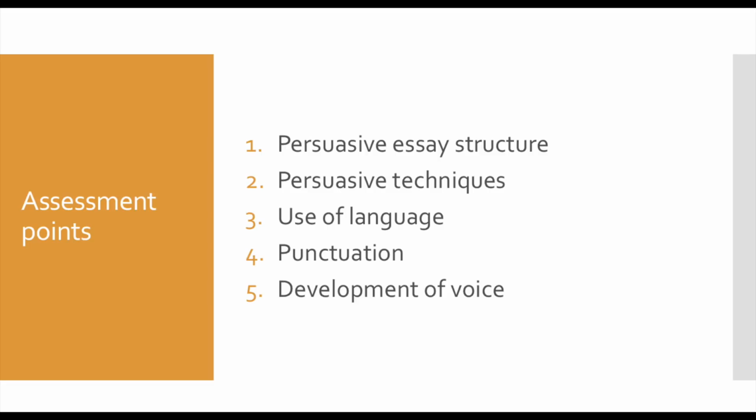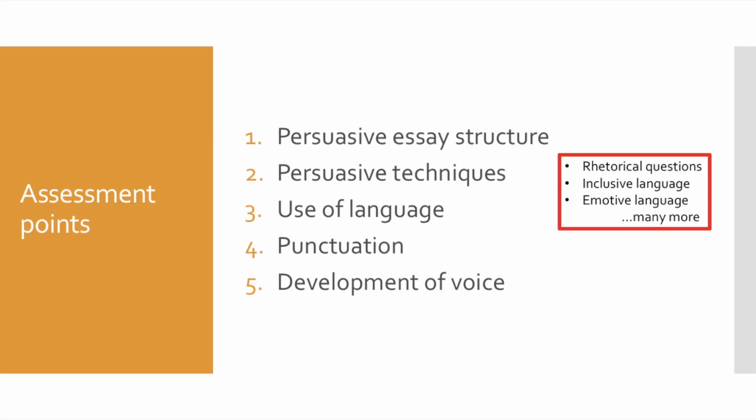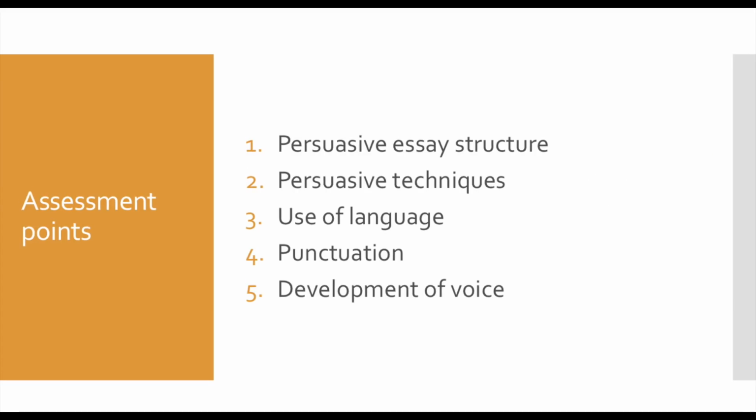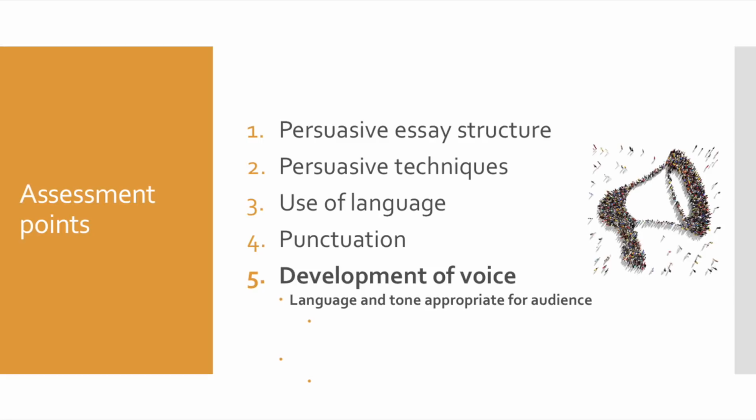You'll be marked on 5 things, so I'll just go over these briefly. 1 is your persuasive essay structure, which I've just gone over. 2 is persuasive techniques. That's things like rhetorical questions, inclusive language, emotive language. Thirdly, your use of language. So this is the level of vocabulary you use, your fluency of expression. And finally, your development of voice.